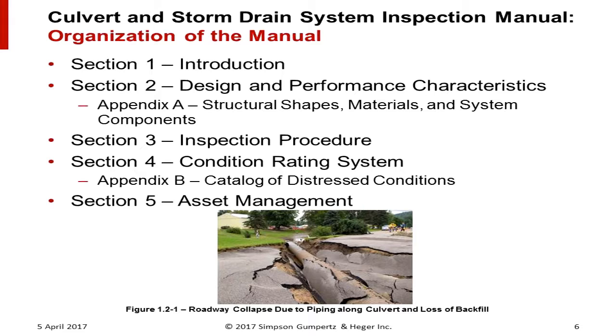Appendix B is the catalog of distress conditions. This was an important addition to this document. This provides a visual comparator for the ratings tables. So the ratings tables are set up with individual distress categories.